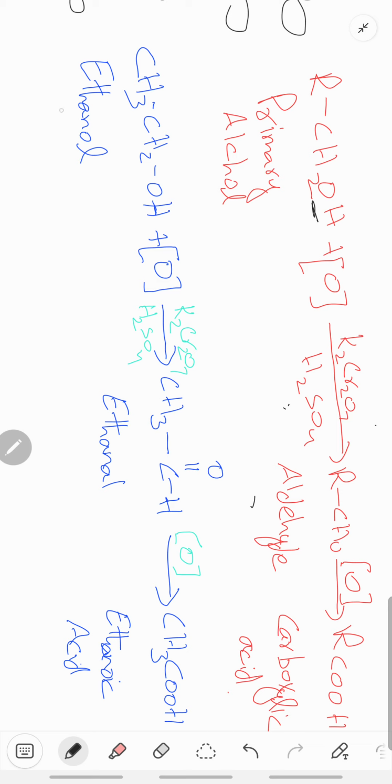And then this is a formal example: we take ethanol and oxidize it, and it gives ethanal. Ethanal is an aldehyde, and then again we oxidize it and it gives ethanoic acid. So this is the first method by which we can get a carboxylic acid.